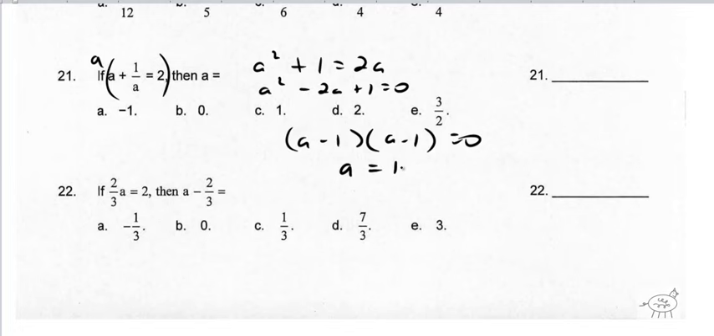Okay? And I multiplied by A, so you want to check for extraneous solutions. You want to see if the 1 works in there. So it's 1 plus 1 is 2. So that's good. So we got C as our answer.